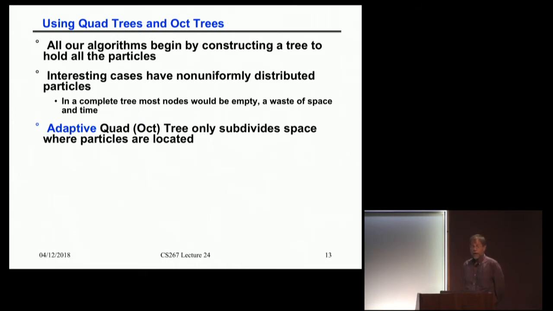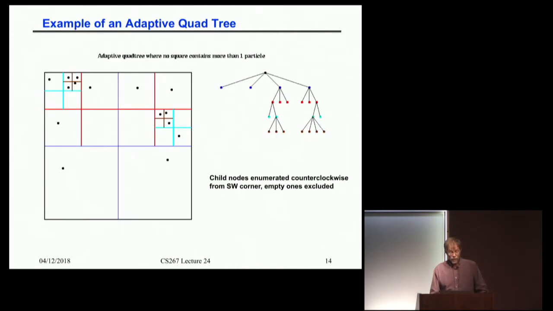So all those trees that I showed you before were uniform, right? I went down to the same level every time, but in the real world, or the real universe, particles are not uniformly distributed. There are clusters of them in different places. And so what I want to do is actually build an adaptive tree that has finer structure only where there are particles. And so this is what the data structure will look like more generally.